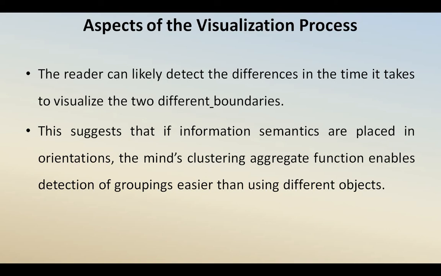So this suggests the information semantics. What is information semantics? Information semantics means the information about the information, or the information in the form of explanation, which is placed in the orientations, and the mind's clustering aggregation function enables the detection of groupings more easily than using different objects.